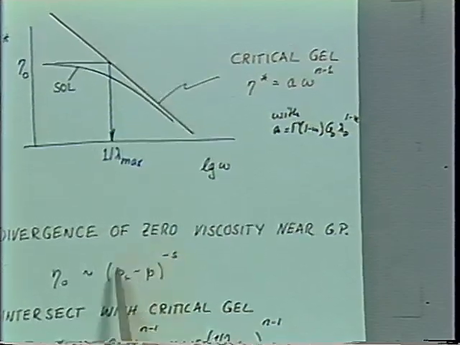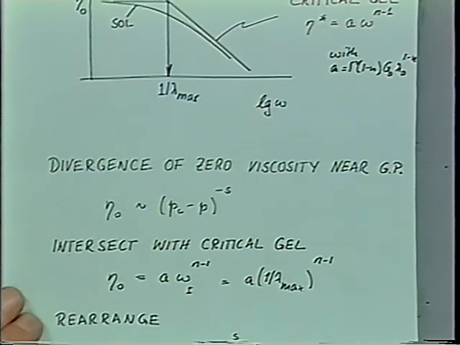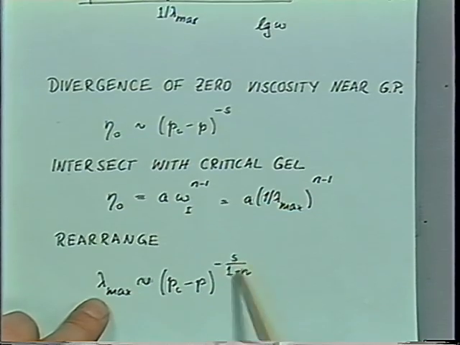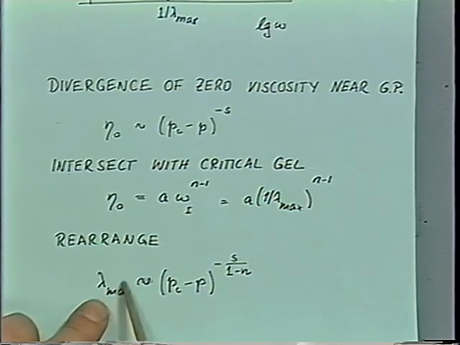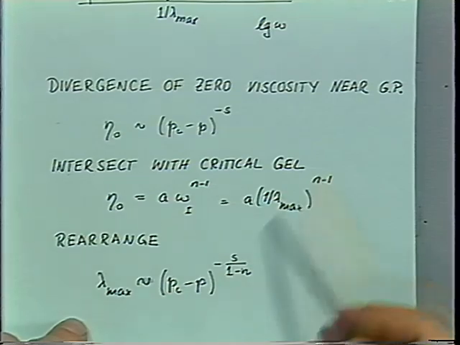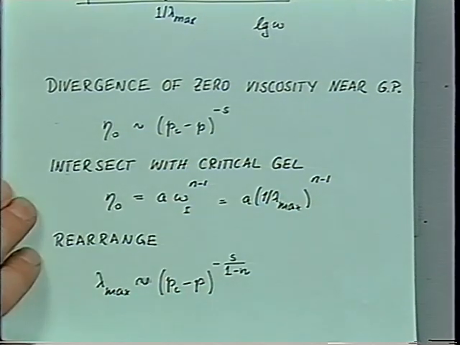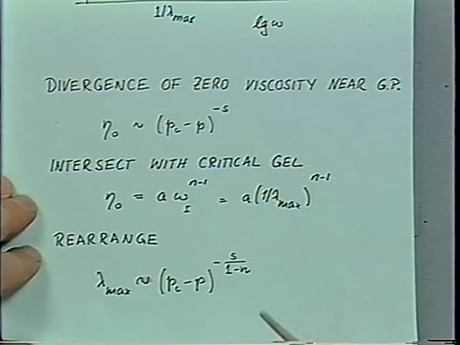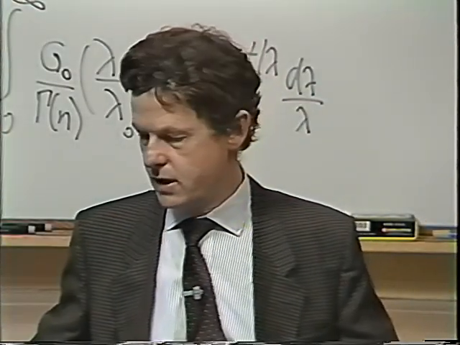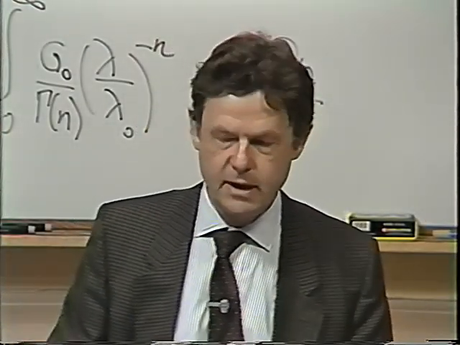Now eta 0 goes with this distance from the gel point, and we find that lambda max is given by the distance from the gel point to the power s over 1 minus n, and in its negative sense, it's diverging. This is diverging as this becomes very, very small. So that's why we need the negative exponent. Actually, it comes out of the calculation. So we know now the critical exponent for the relaxation time in the sol, while the sol is approaching the gel point. Let's do the same thing from the other side.